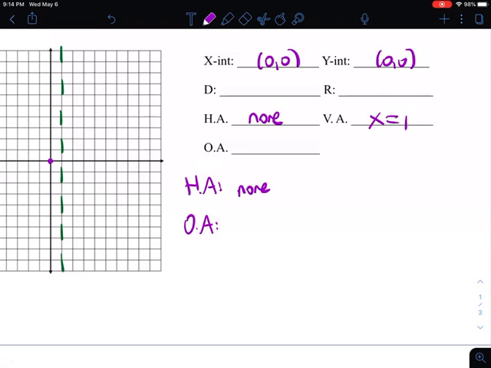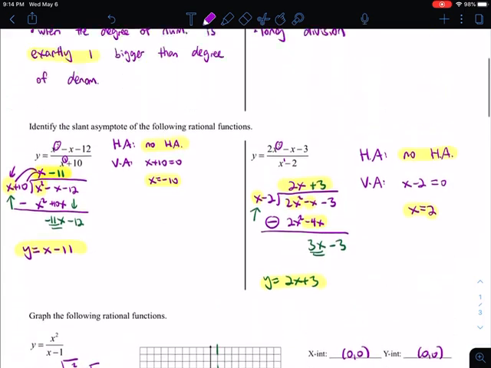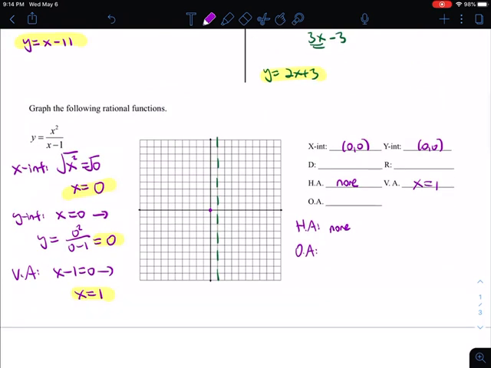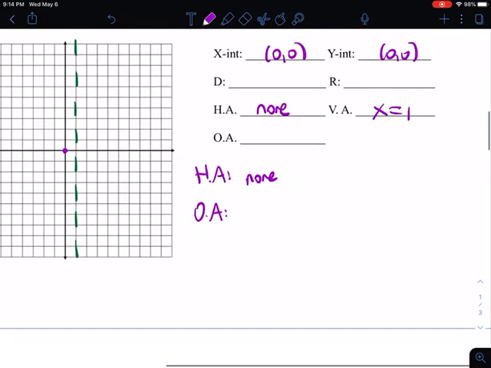You might hear both terms pretty frequently. Oblique asymptote is the same as slant asymptote. Again, looking back up here, that happens when the degree on top is exactly 1 bigger, which is what we have because 2 is 1 bigger than 1. So let's go ahead and find that as well. I'll do it down here. Let's do that by using long division.